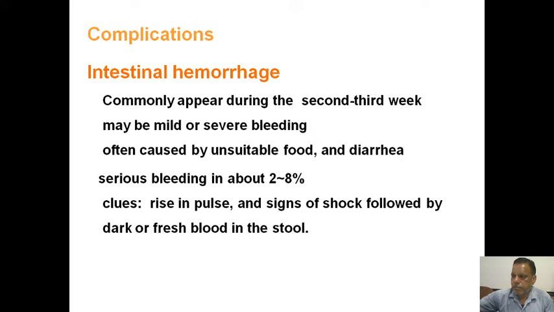So a little bit about the more important complications. The intestinal hemorrhage commonly appears in the second, third week. They may be mild or they might be severe bleeding. So serious bleeding typically occurs in around 5% of patients. How do you know it? On a patient of typhoid fever who is having relative bradycardia, if there is a rise in pulse, or the patient becomes toxic and there is frank sign of shock, namely tachycardia, hypotension, cold, clammy limbs, and if it is associated with dark or fresh blood in the stool, then we have to suspect strongly intestinal hemorrhage.